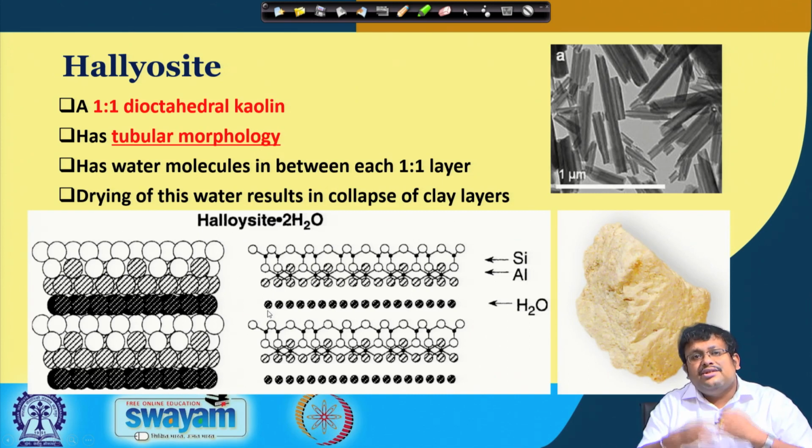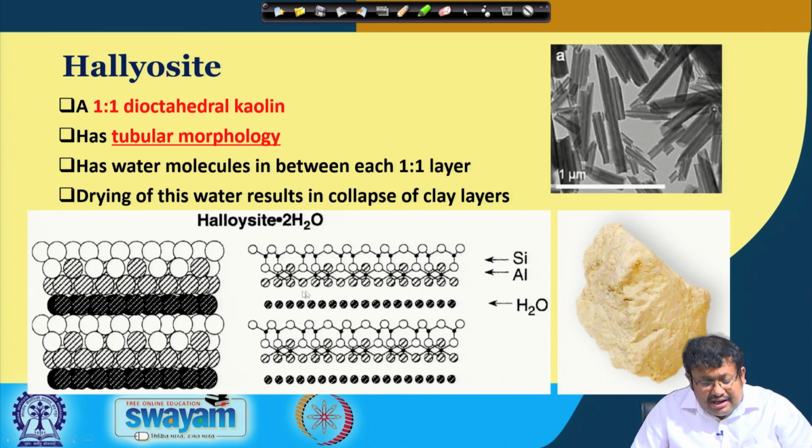So, when we dry this water, this mineral collapses and produces a tubular, tube like structure because of rolling. As a result of dehydration of this water layer from this interlayer space, the hexagonal plate like structure will roll and produce this tubular like structure, and this tube like structure is the most distinguishing feature of halloysite.